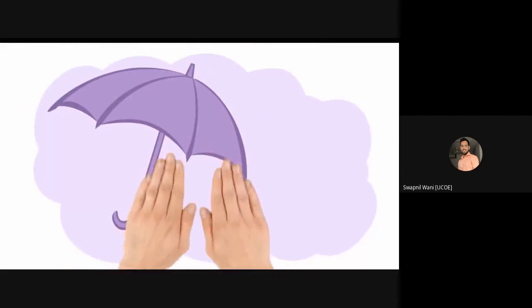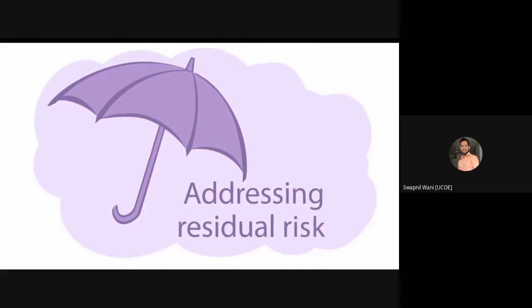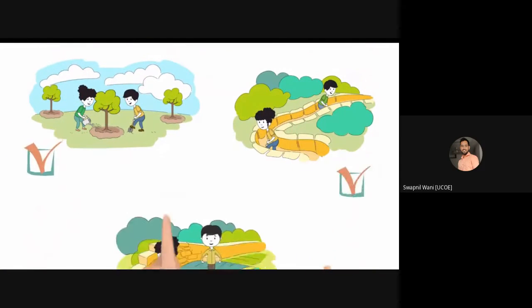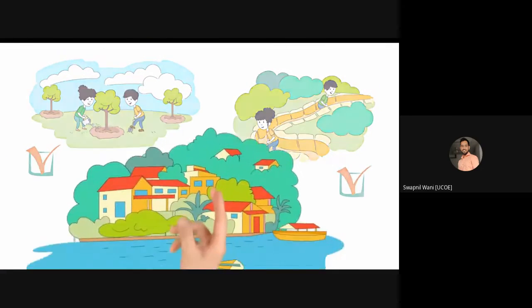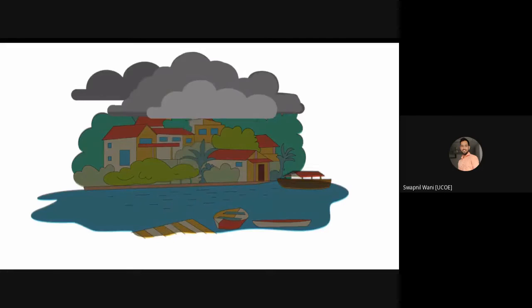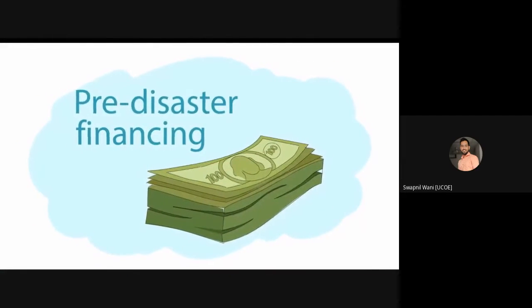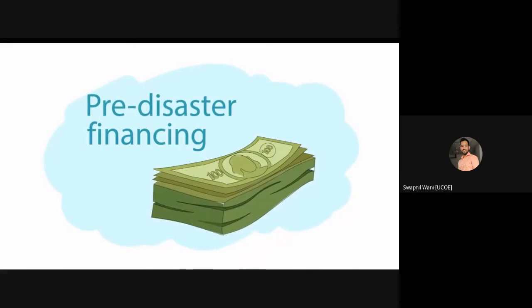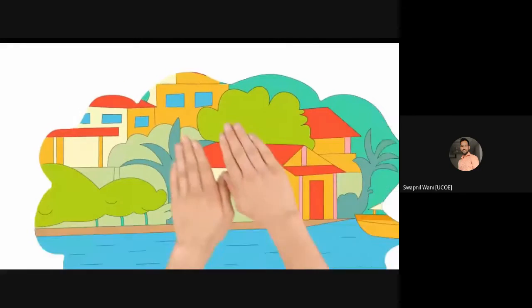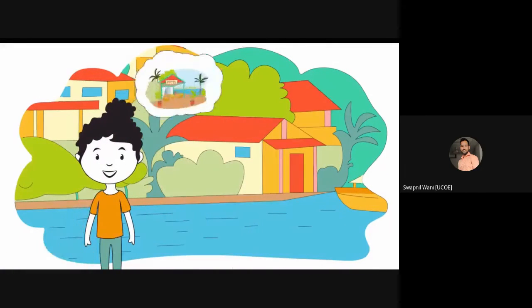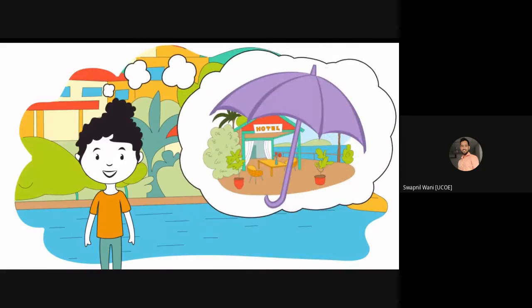2. Addressing residual risk. However, even if you put all preventive measures in place, some residual risk still remains. This is where ex-ante financing, that is, financing before a hazard strikes, can help. As an individual, Mia can take out a microinsurance policy in case her hotel is damaged.